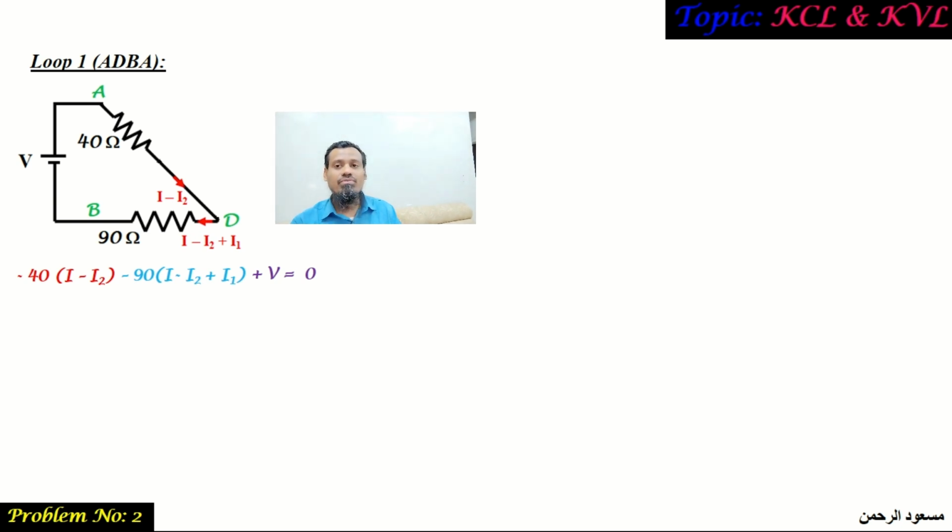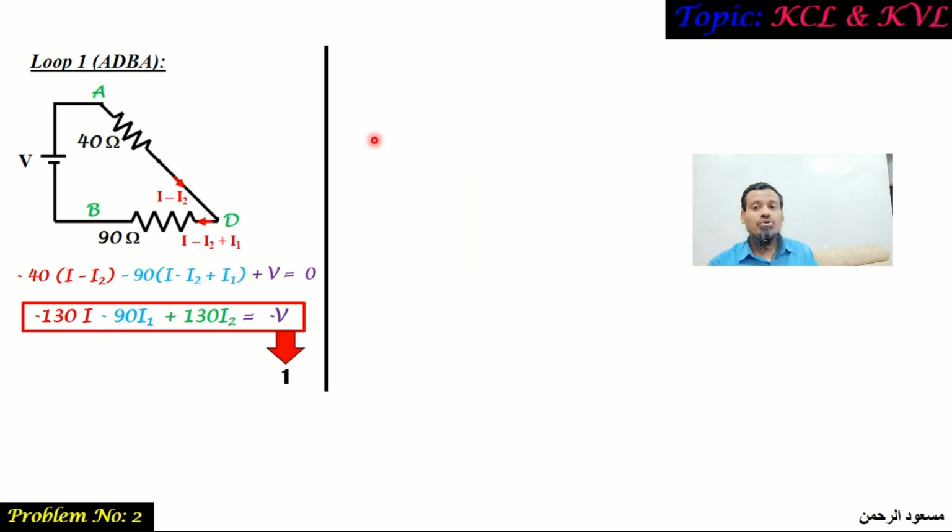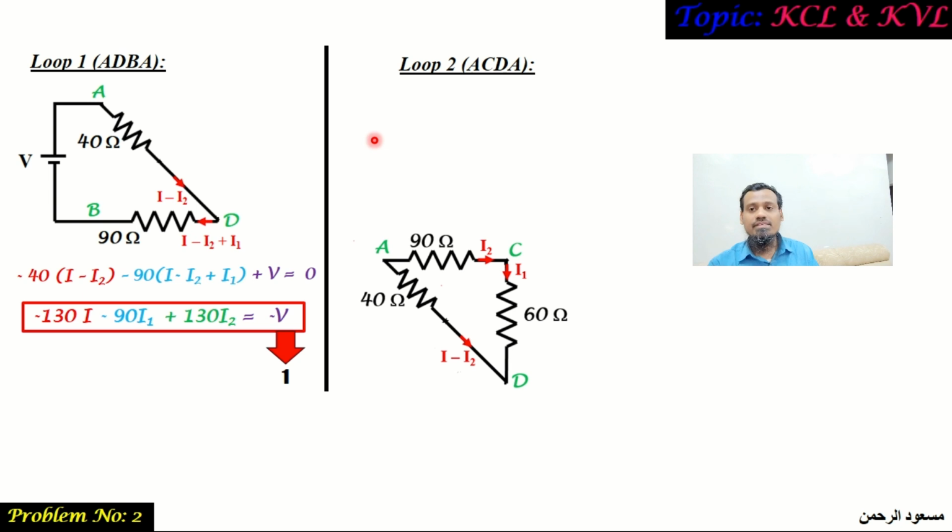Rewriting this equation, you will end up with this equation, which we can denote as equation number 1. And let us go into the second loop in the given circuit, which is ACDA, and the loop is shown to you here.